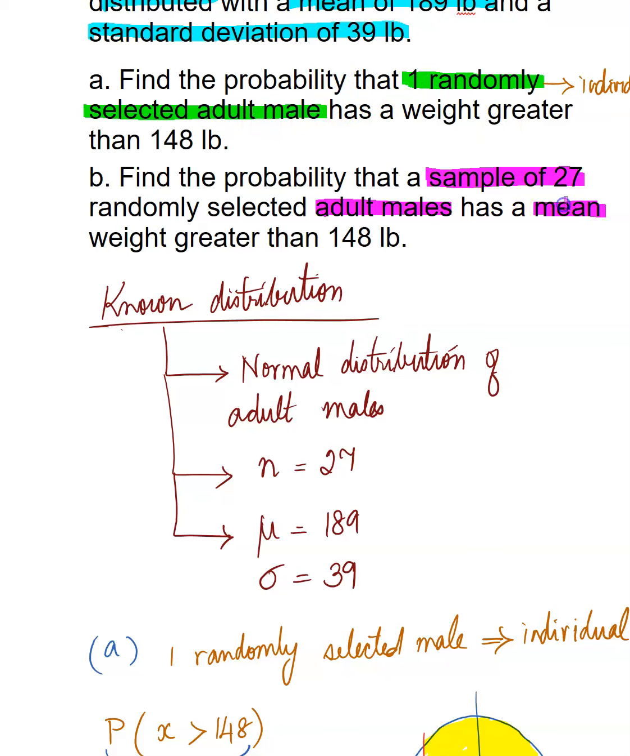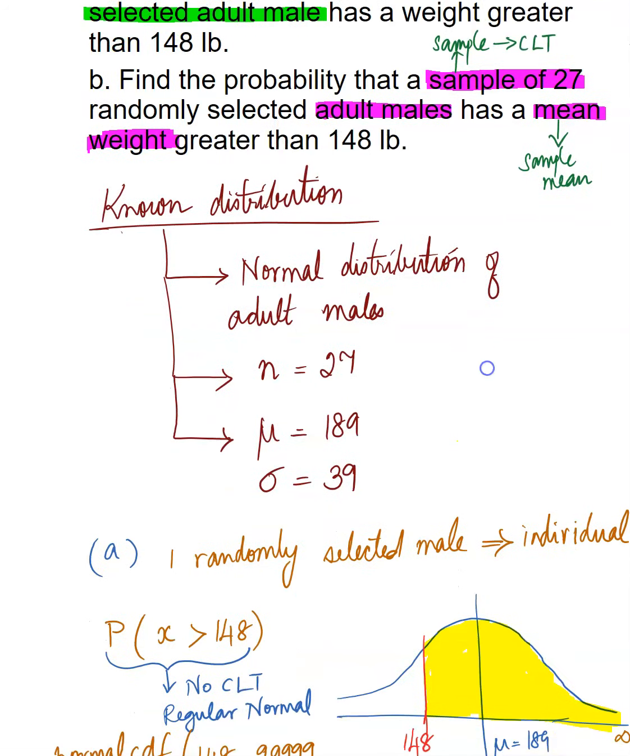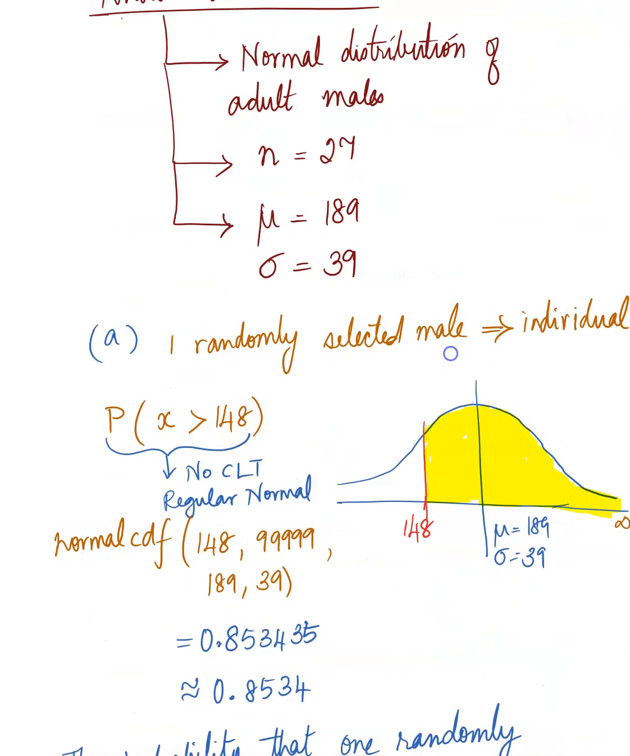But here it is that mean weight, because it's a sample, it's a group. You can't just take one individual weight, you have to take the mean of them. So the mean weight of this group of 27 males is greater than 148 pounds. So that information right there tells us that if you use a sample, it triggers CLT. Okay, and the key word is the mean weight. Mean weight would be the sample mean. So when you see the sample mean, sample for which you're finding the probability, then you know that we have to use the CLT.